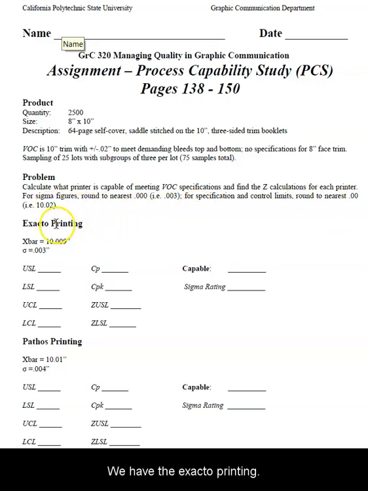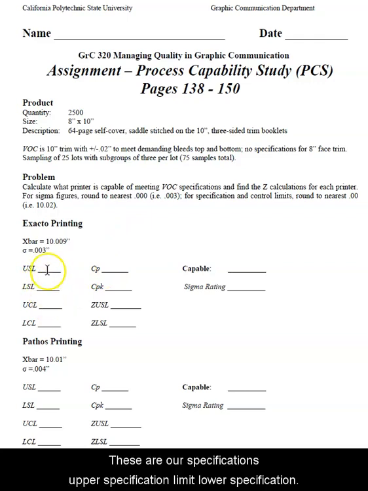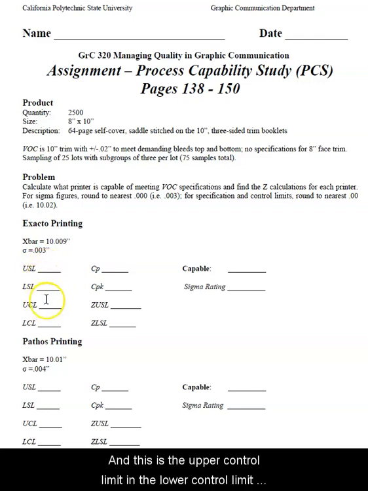So we have Exacto Printing, X bar equals 10.009, so that's the average. Standard deviation is 0.003. So now we'll be able to fill out what are USL, LSL. So these are our specifications, upper specification limit, lower specification limit. And this is the upper control limit and the lower control limit.